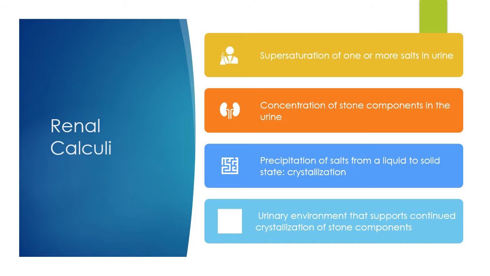So human urine contains many positively and negatively charged ions that are capable of precipitating from a solution and forming a variety of salts. So the salts form crystals that are retained and grow into stones.